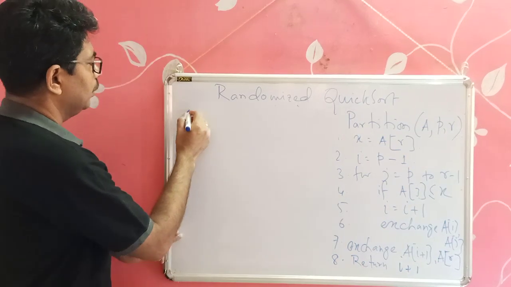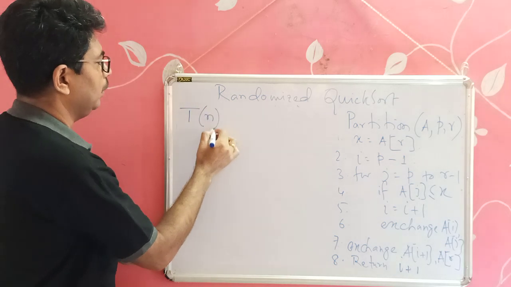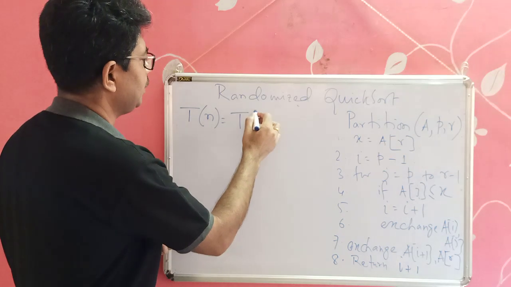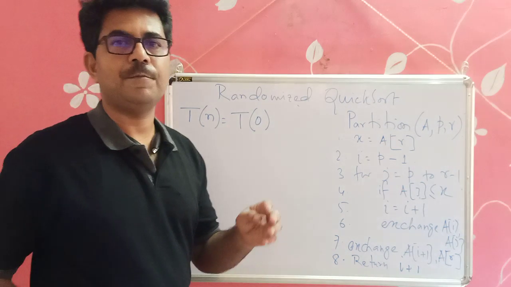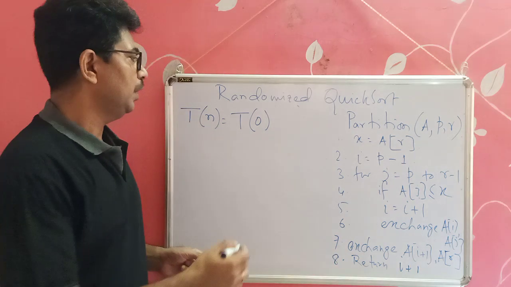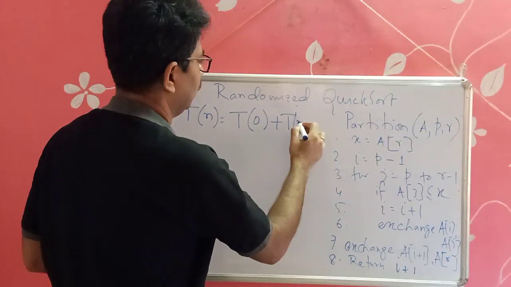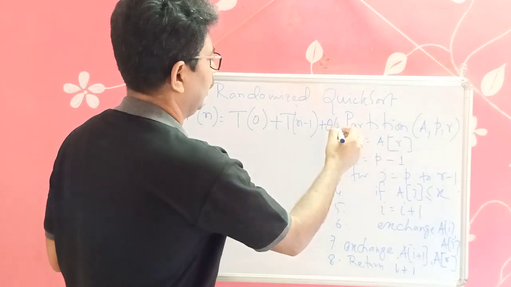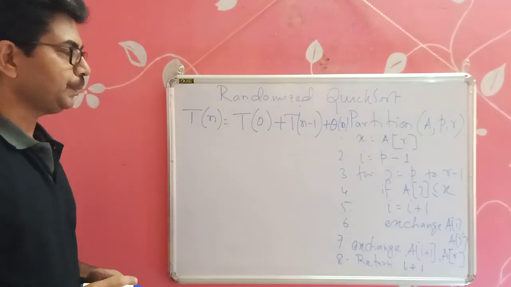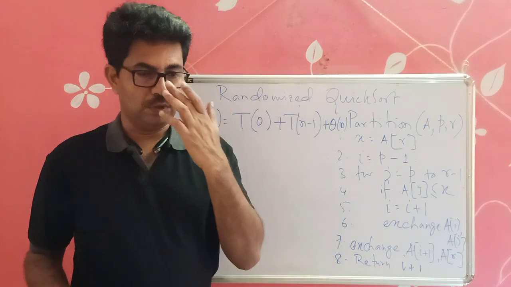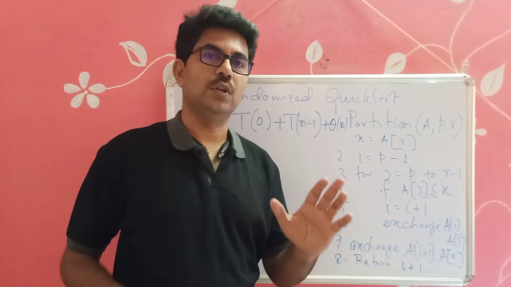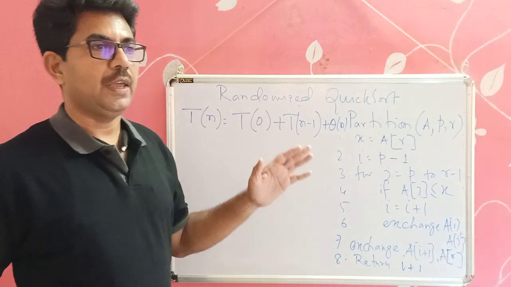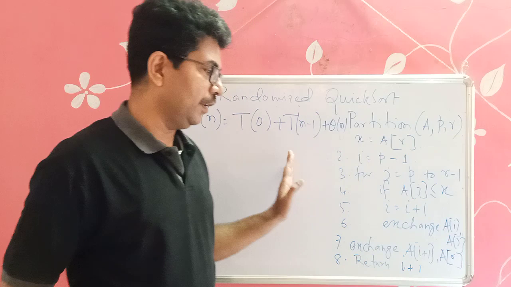If T(n) is the time complexity of the quicksort, then in the worst case it will be T(0), that is the left partition will not contain any element and the right partition will always contain n minus 1 elements, plus theta of n for this partition algorithm. Whenever we discuss quicksort, we know that quicksort exhibits worst case time complexity when the array is already sorted. Now we will find the reason.